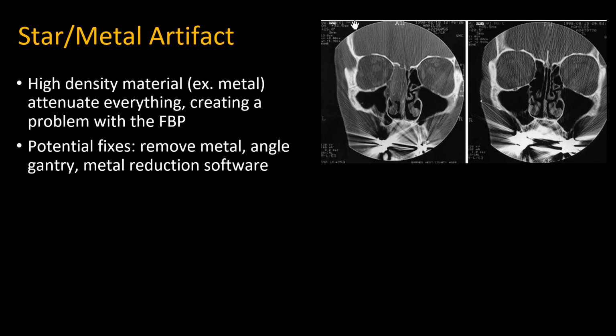Star or metal artifact occurs when you have a high density material like metal that attenuates everything, and that creates a problem with the math during the filtered back projection. Potential fixes are to remove the metal. You could angle the gantry or use metal reduction software.